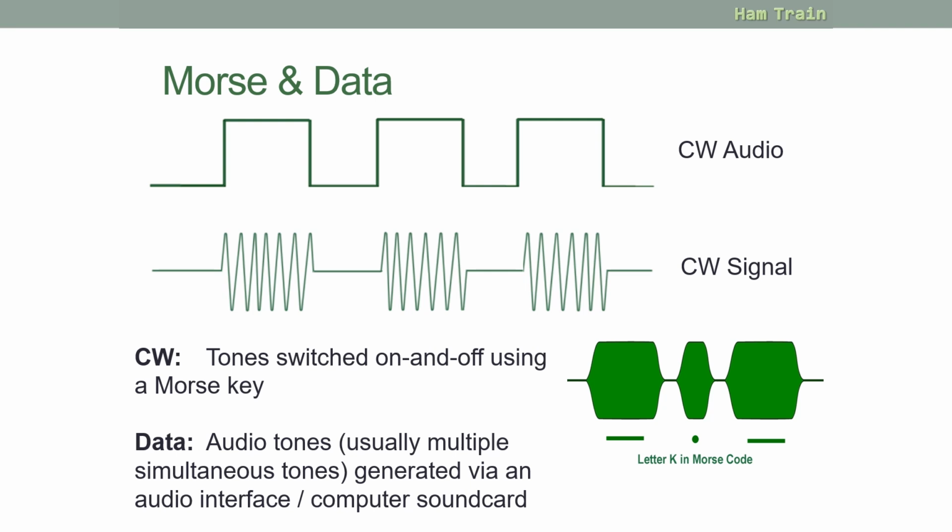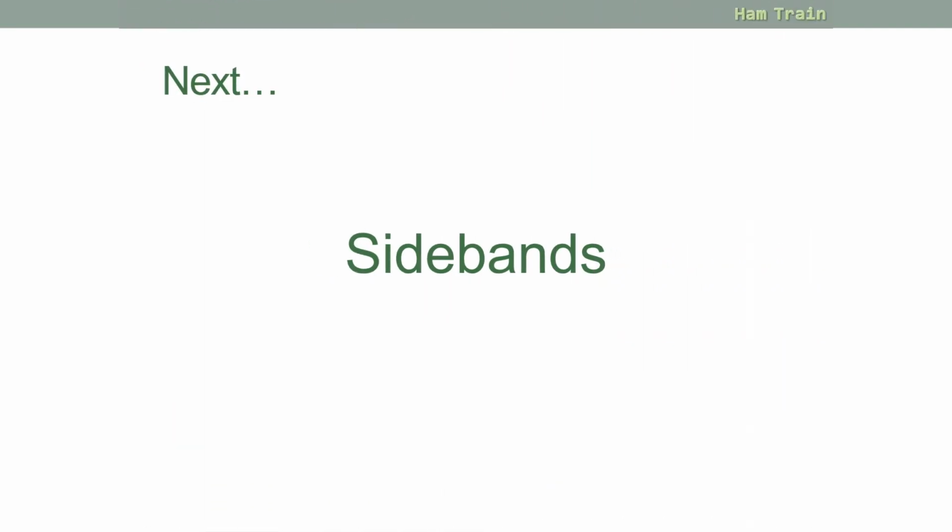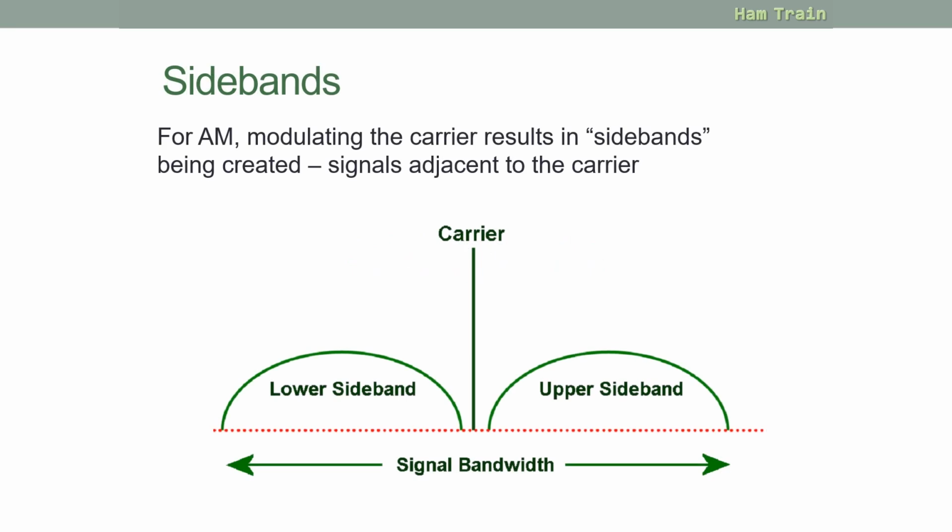Now we move on to something called sidebands. So if we were to look at an AM signal, this is where our carrier is. When the signal is generated, you end up with a signal below the carrier, which is called the lower sideband, and a signal above the carrier, the upper sideband. So this is the width, the bandwidth of your signal.